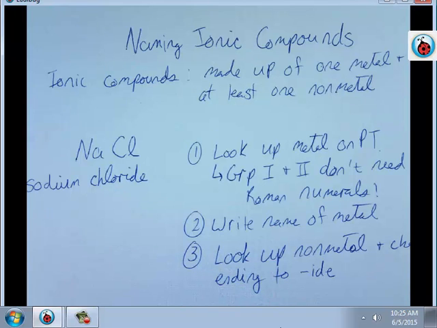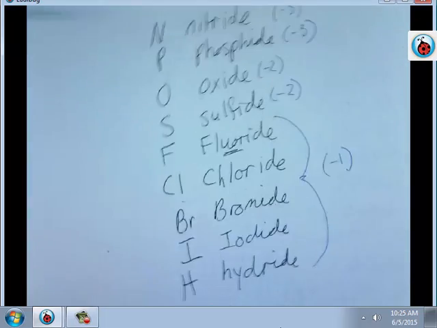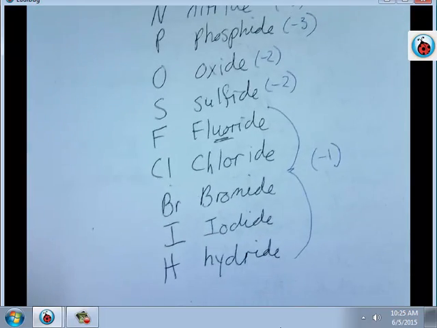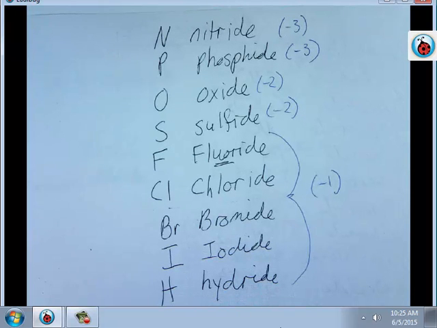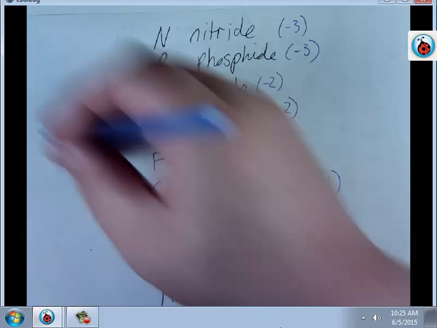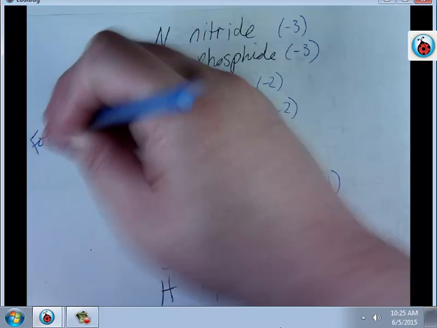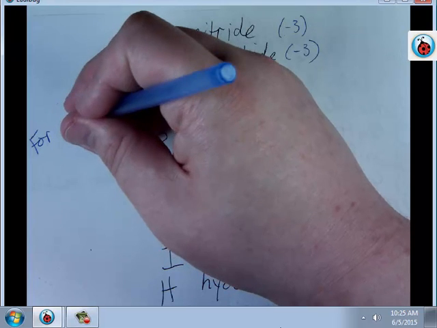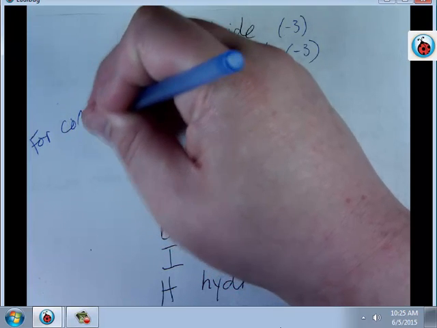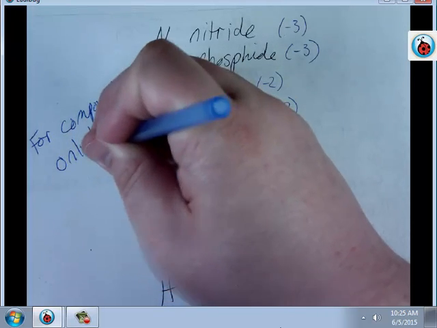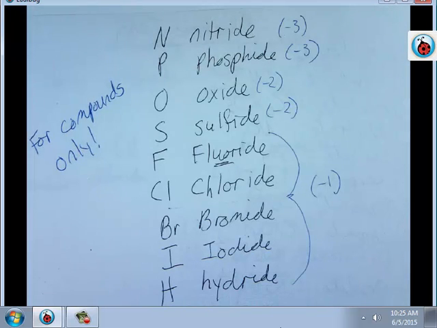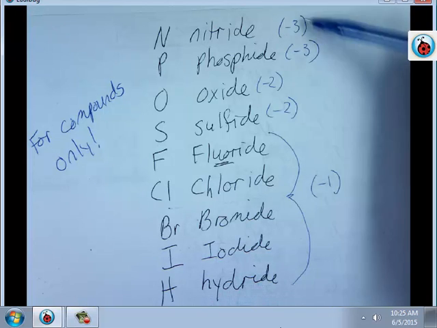Here's a quick list of all the nonmetals and what their endings are going to be for ionic compounds. Now, important to note here is that these are only for compounds only. And I was even nice and I gave you the charge of each of these when they're in a compound.